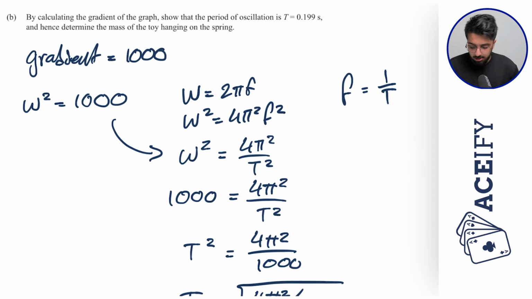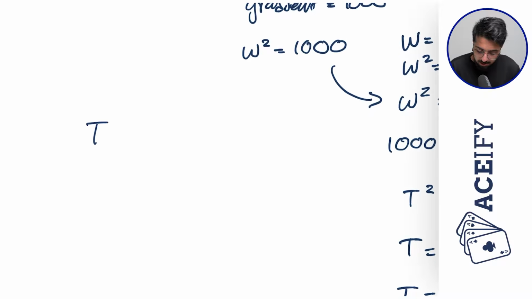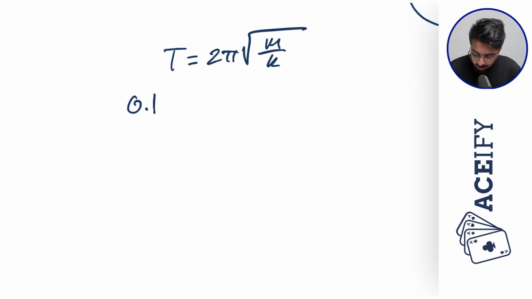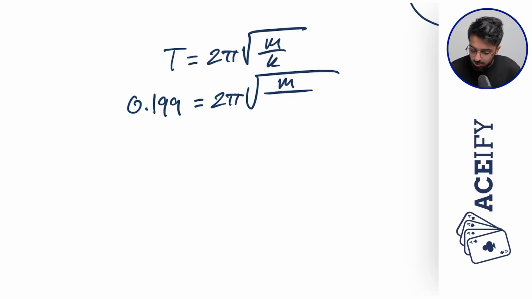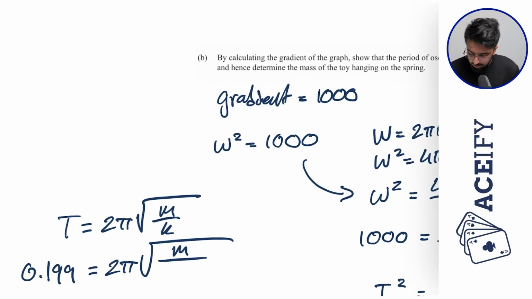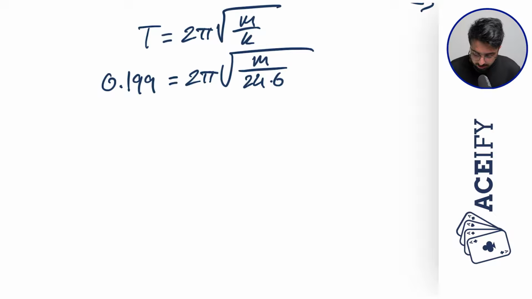Now to calculate the mass, we know that the period when we have a mass on a spring is equal to 2 pi square root mass all over the spring constant. And so therefore 0.199, again, use the whole value. This is a rounded value, so in your calculator, use a whole value in this situation, okay? And that's equal to 2 pi square root mass, which is what we're trying to find, over our spring constant, which was 24.6, okay? So now rearranging, we get 0.199 all over 2 pi.